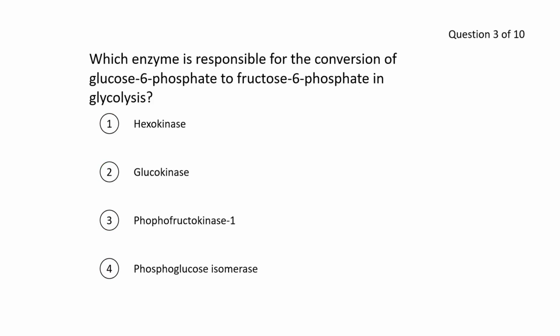Question 3. Which enzyme is responsible for the conversion of glucose 6-phosphate to fructose 6-phosphate in glycolysis? This is easy. It's an isomerase, right? It was step 2, and it's an isomerase, and in this case, a phosphoglucose isomerase. It's not hexokinase or glucokinase because it's not a kinase, right? You're not adding any phosphate groups. It makes sense, yeah. That's 4.